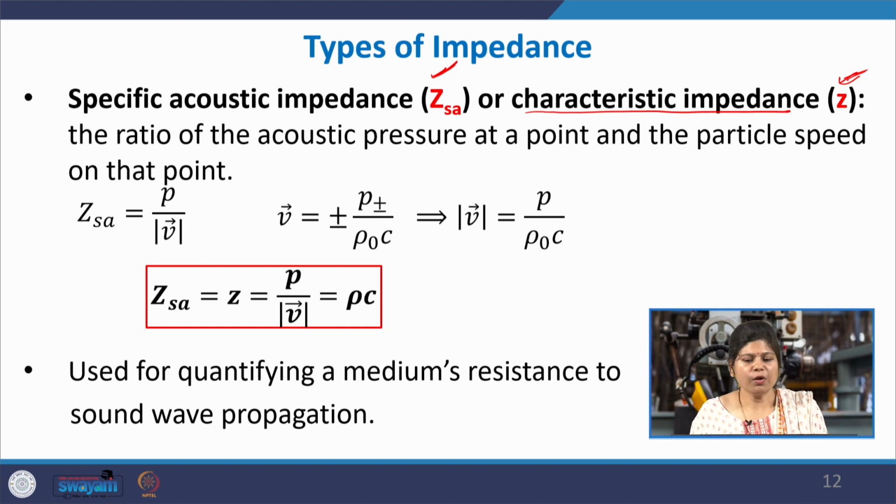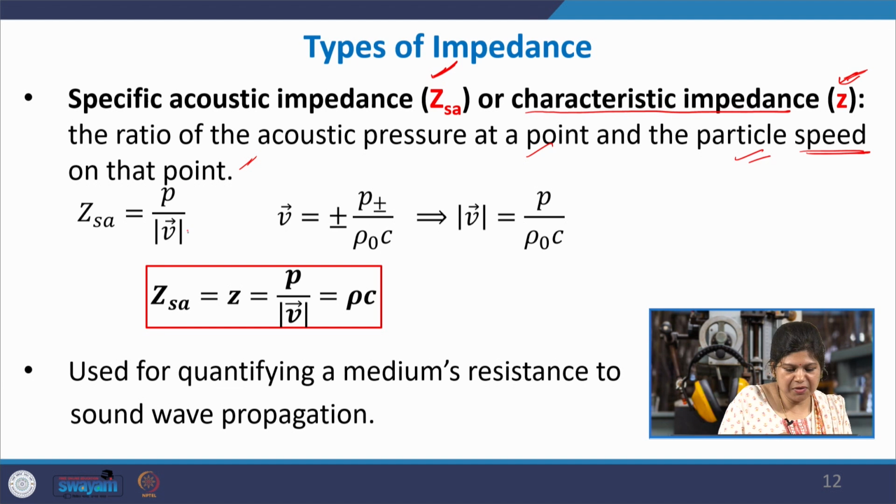What do you mean by that? It is the ratio of the acoustic pressure at a point divided by the particle speed at that point. Remember we are using the term speed here, which means it is not velocity but the magnitude of the velocity. Pressure itself is scalar, the speed also becomes scalar, so we end up with a scalar quantity. So, ZSA is P by mod V, and we already know the relation between pressure and velocity.